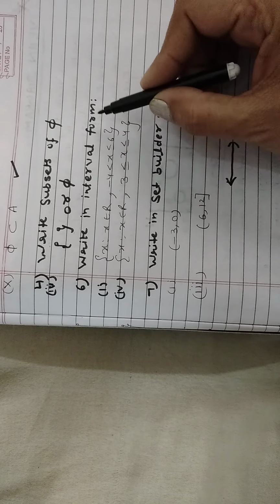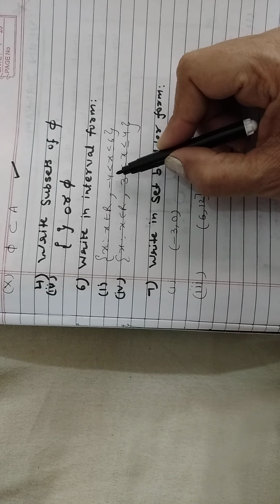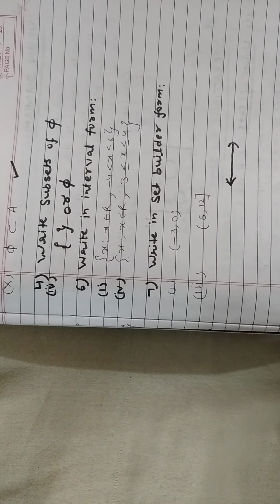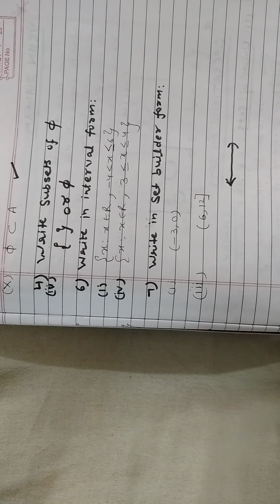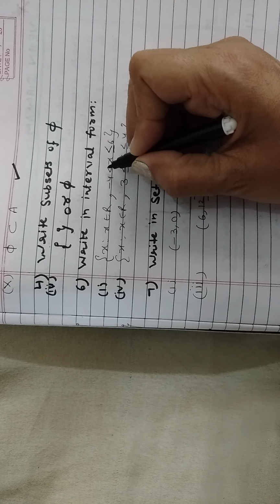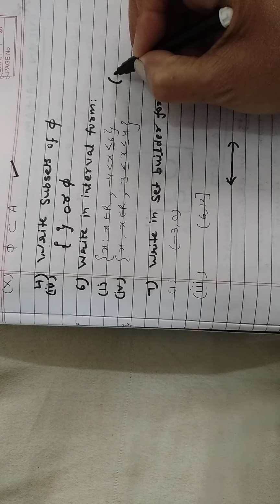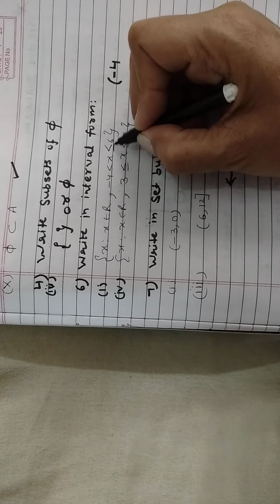Next is: write in interval form. It is written in set builder form, {x : x belongs to R, -4 < x ≤ 6}. This is less than or equal to. Then you have to write it in interval form. From the left side it is less than, there is no equal symbol, so from the left side there will be an open bracket. And from the right side there is an equal symbol. It means you will include 6 also. So there will be a closed bracket.